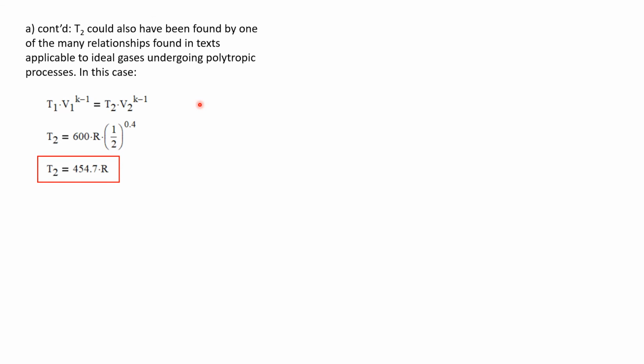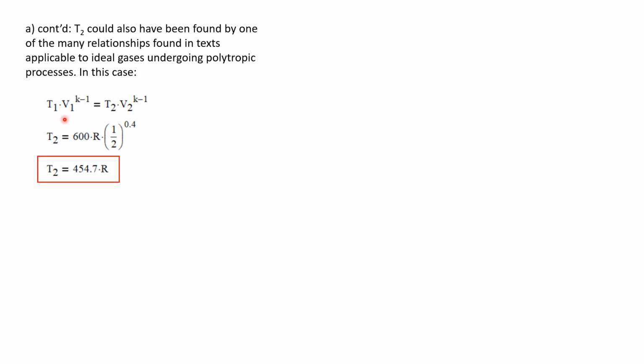Let's recognize that there was another way to calculate T2. In textbooks, you'll find many relationships for an ideal gas that's involved in a polytropic process. There are quite a few of them. And there was one of particular interest to us in this case, and it simply says that T1 V1 to the K minus 1 power is constant.